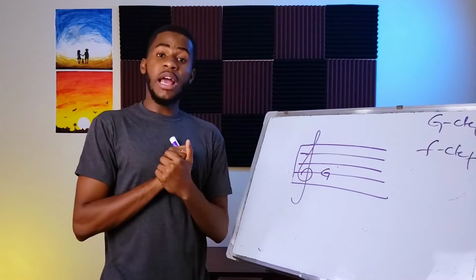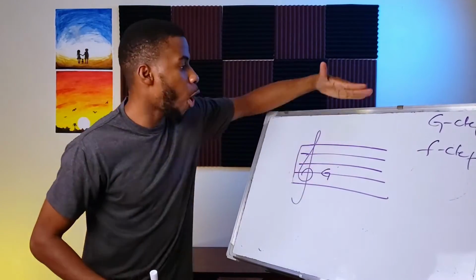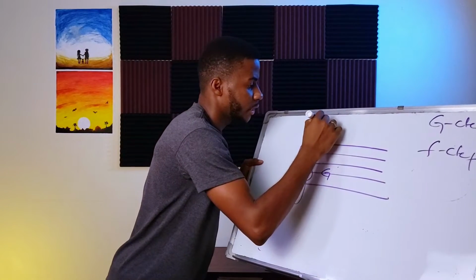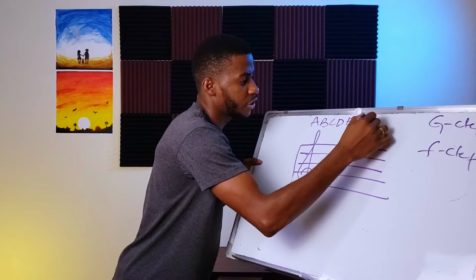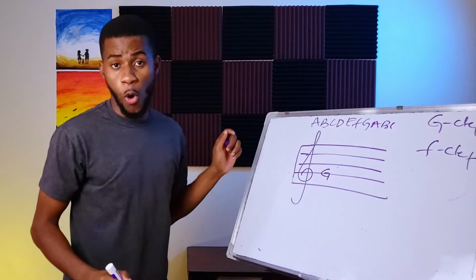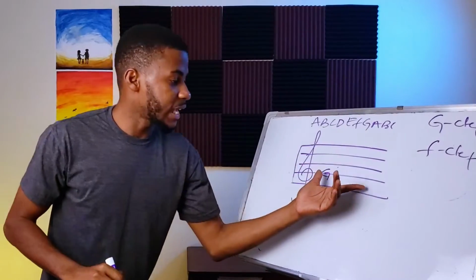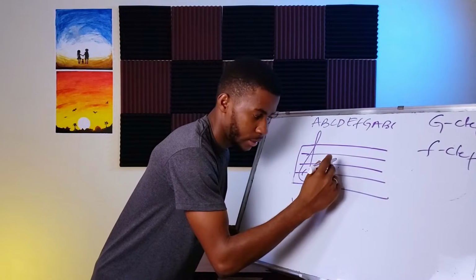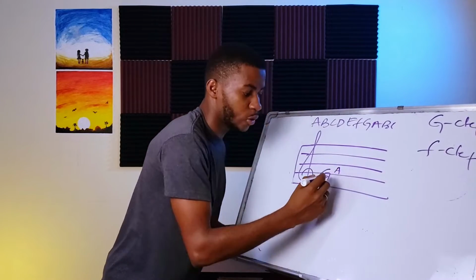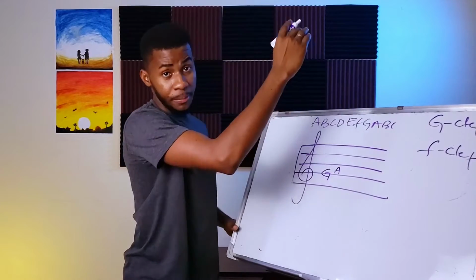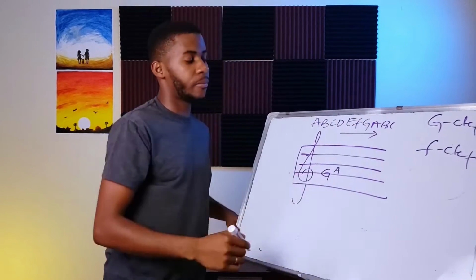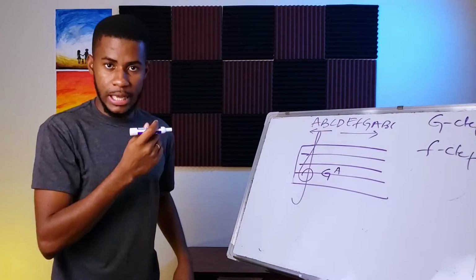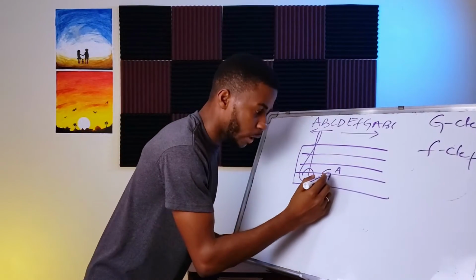Good. And just like we have in our alphabet, we can go up the alphabet or down the alphabet. Let's put the alphabet here again. A, B, C, D, E, F, G, A, B, C, and so on. So we're going to label these lines and spaces accordingly, right? So after G, we have the space which is going to be A. So if we're going up, which is up in pitch, we're going right of the alphabet. If we're going down, we're going left of the alphabet. You understand? Good. So after G, we have A.